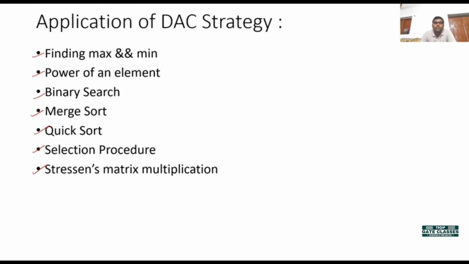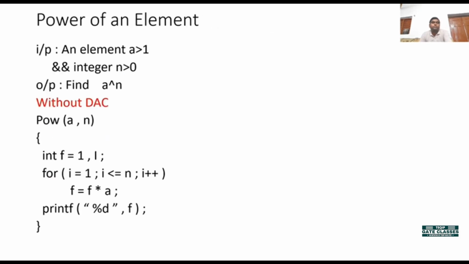So in this lecture, we are going to cover power of an element and see how this power of an element is a divide and conquer strategy. Why it is a better approach if we are calculating power of an element with the help of divide and conquer strategy. So this is the power of an element.